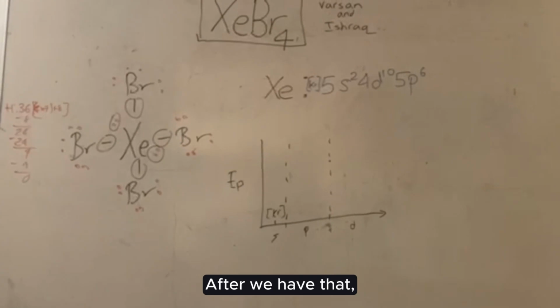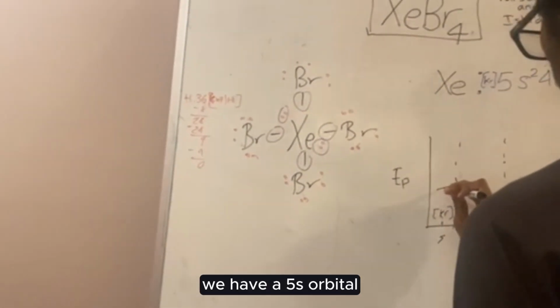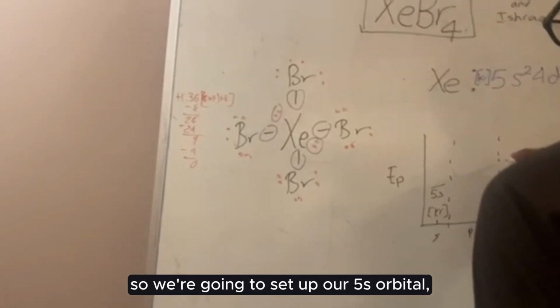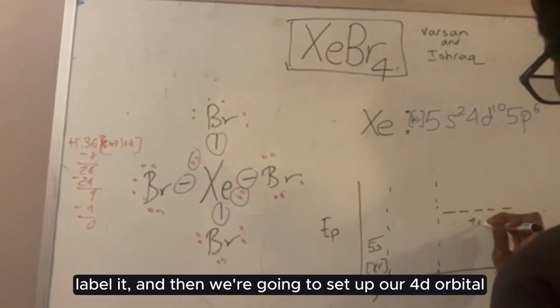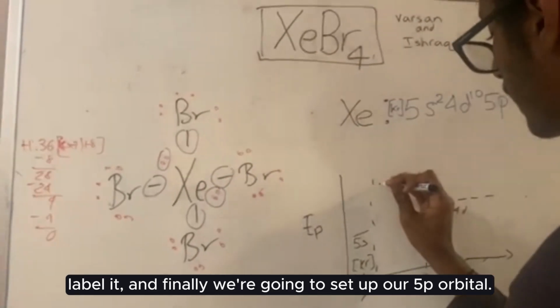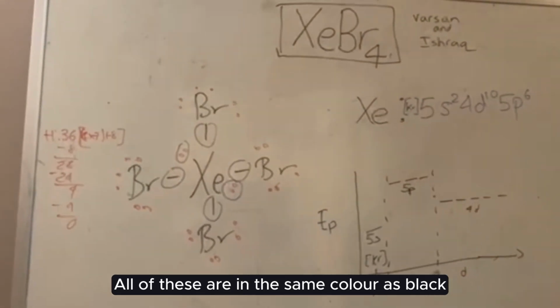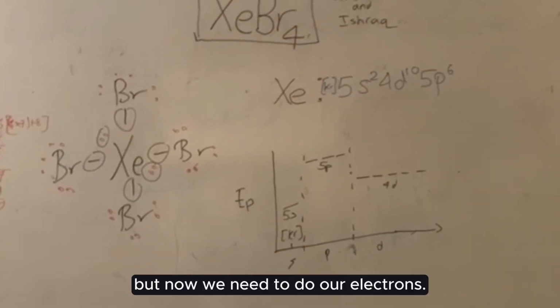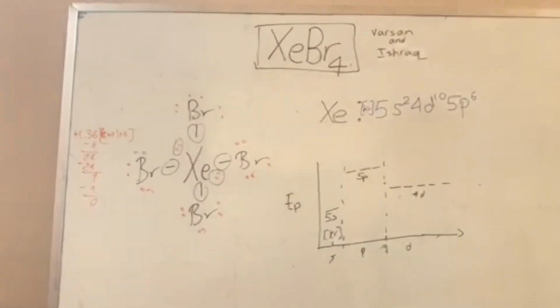After we have that, what we're going to do is check it out. We have a 5s orbital. So we're going to set up our 5s orbital, label it, and then we're going to set up our 4d orbital, label it, and finally we're going to set up our 5p orbital. All of these are in black, but now we need to do our electrons. We're going to use a red color for our electrons to show it.